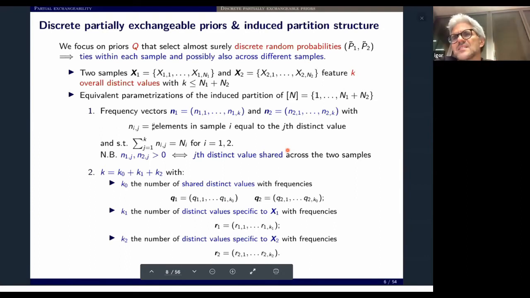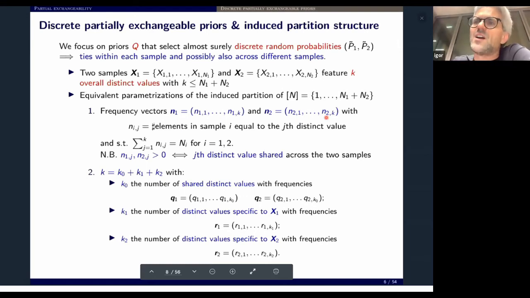It's a little bit like with the species, no? That you had the frequencies or the frequencies of frequencies. So either I was looking at the frequency of each specific species, or otherwise I was looking at the number of species with a certain frequency. Here it's different, but still, two equivalent parametrizations, and according to the problem you're dealing with, one or the other is more convenient. So the first one is I just work with the vector of frequencies. Okay, so I have K overall distinct species in the two samples, so values, whatever. Okay, and so N_ij is then the number of elements in the ith sample which are equal to the jth distinct value. And obviously, if you have this type of parameterization, you can also have zeros, right?